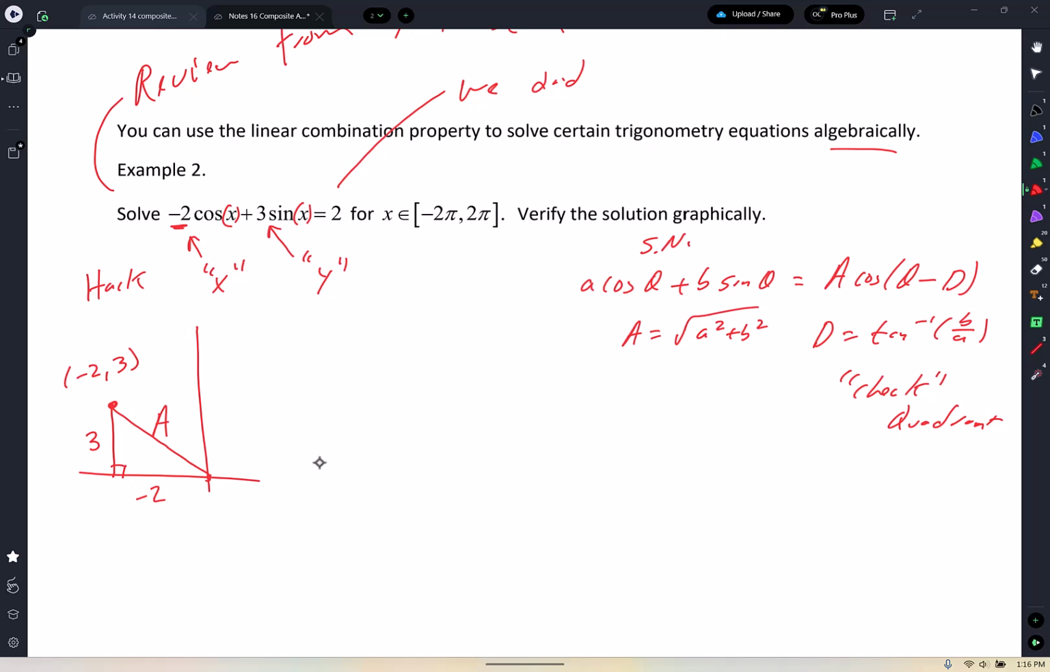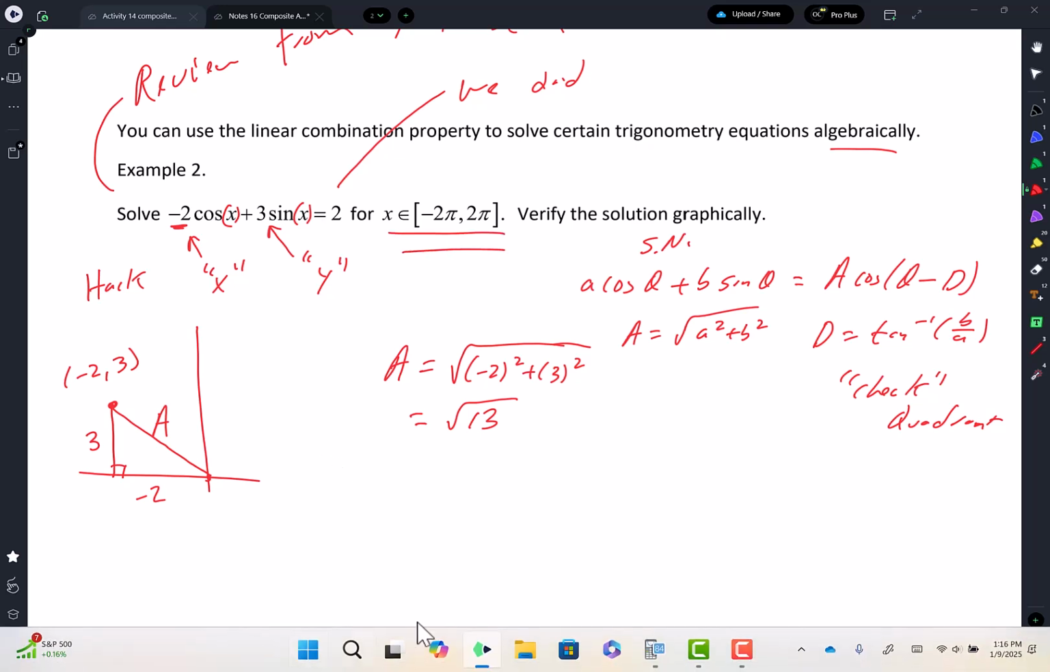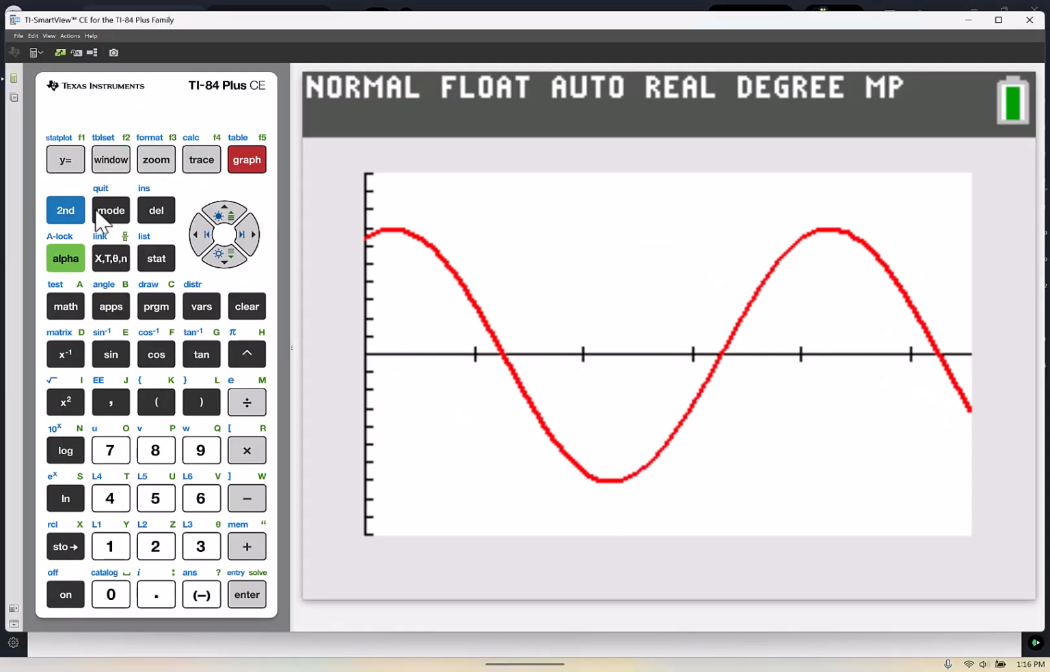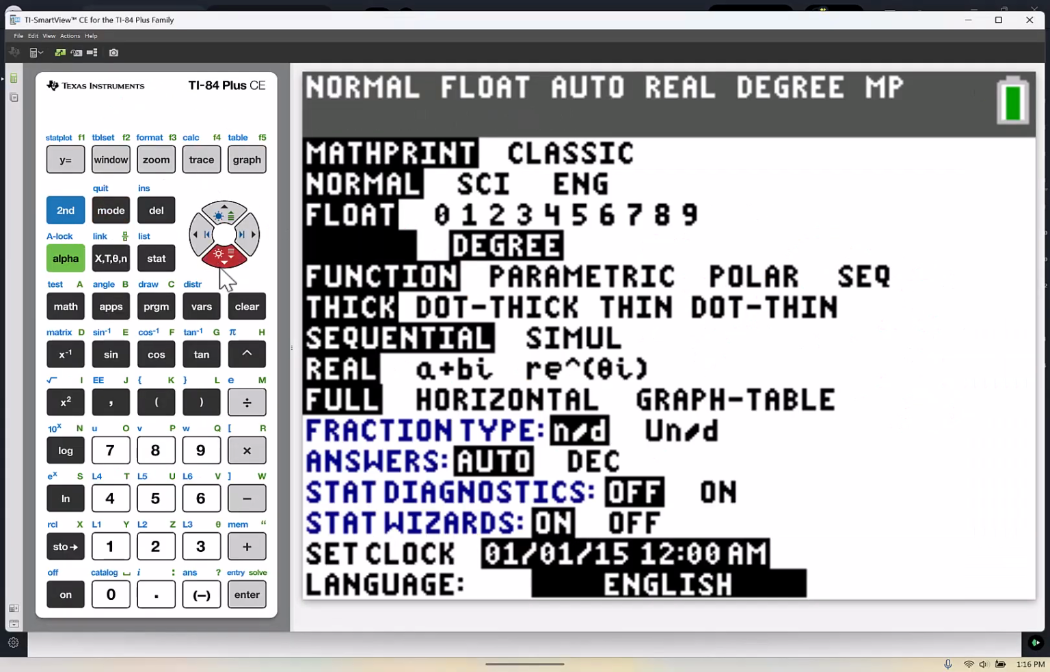All right, so here we go. What's my A? I'm going to go square root of -2 squared plus 3 squared if you want to be technical with your negatives, but they go away anyways because you're squaring. -2 squared is 4, 3 squared is 9, 9 plus 4, so put a 13. And now to get my angles, I'm in radians, so I first put my calculator in radian mode. So mode, and go back to radian. So I'm in radian mode.